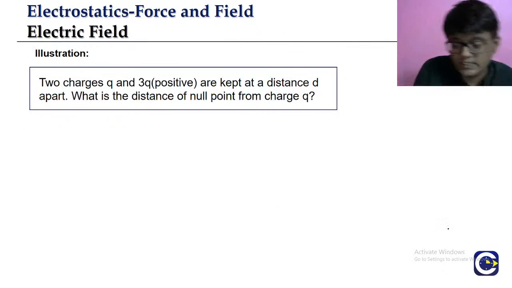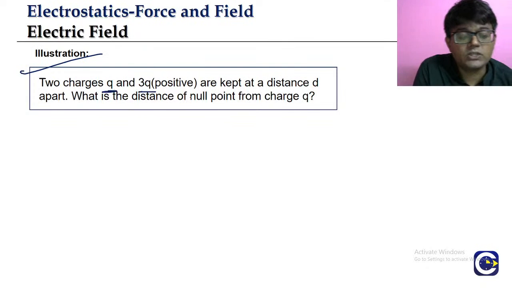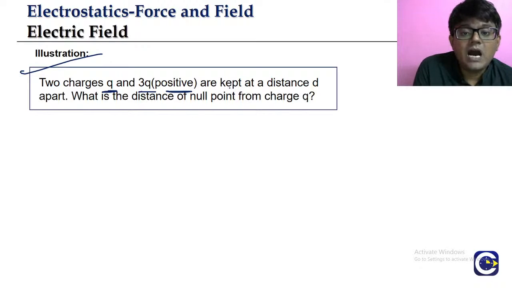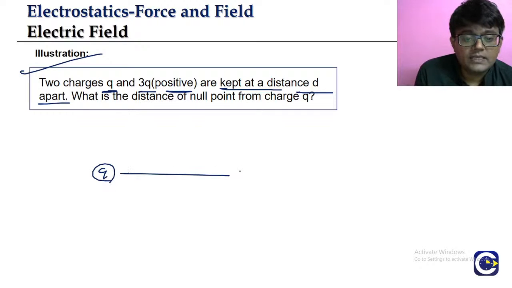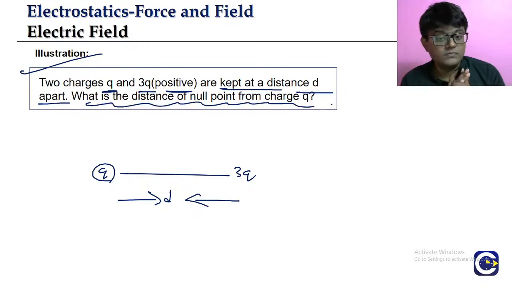So let us just look at one question. Two charges, with values q and 3q, both positive. Charges q and 3q are kept at a distance d apart. The distance between them is d. What is the distance of the null point from the charge q?